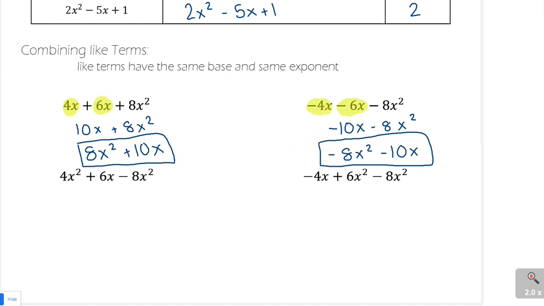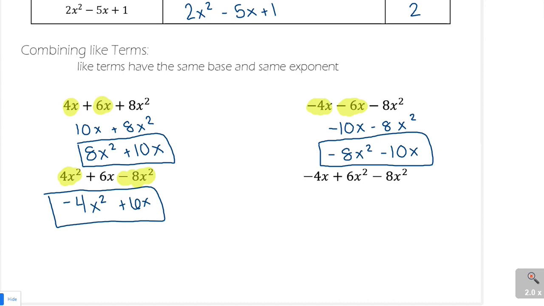The next one here, 4x squared plus 6x minus 8x squared. Our x squareds are our like terms. So we need to combine them. 4 minus 8 gives us negative 4x squared, bring down our plus 6x, and then it's already in standard form.